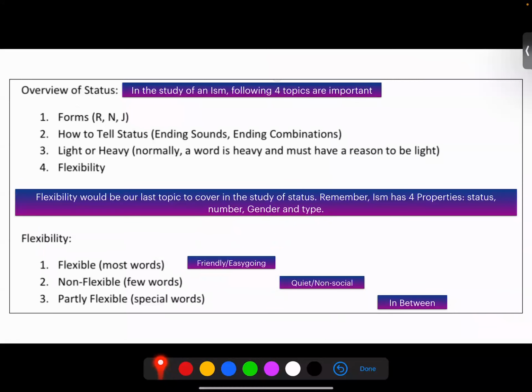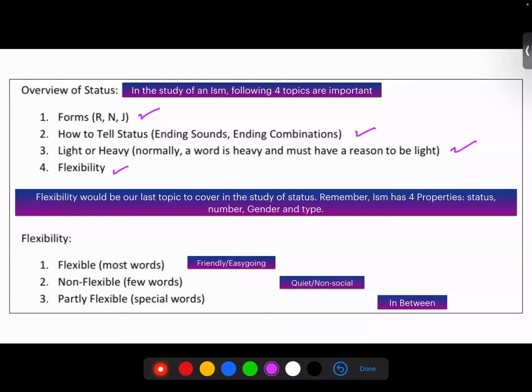So these are the topics when we talk about status. In the study of status of an ism, these four topics are important. What are these topics? Rafa, Nasab, and Jar, right? Everyone is cool with Rafa, Nasab, and Jar? And then how to tell status, ending sound, ending combination. Then light and heavy version. Alhamdulillah. So now today, our last topic about ism is going to be flexibility.